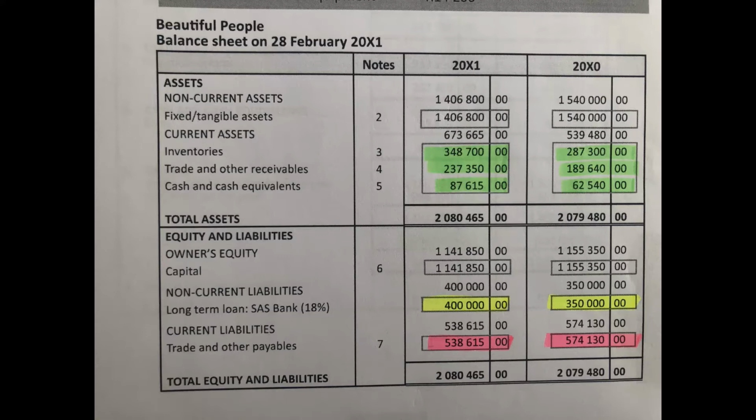And there was also, if you look under the additional information, it says there no interest was prepaid or accrued at the end of the year. In other words, it means that the full amount was paid during the year.